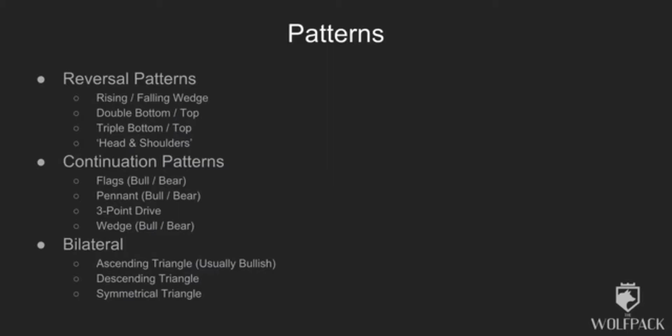And then as well the bilateral patterns, which include the ascending triangle, descending triangle, and the symmetrical triangle. Ascending triangles are, for the most part, usually bullish. They shouldn't really be bullish all the time, but this is crypto, and we're in a bubble, and everything must go up. What goes up must go up. So usually they're bullish, but I'll still cover it as a bilateral pattern. And then also the symmetrical triangle.